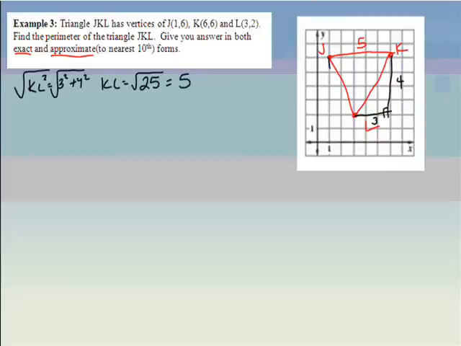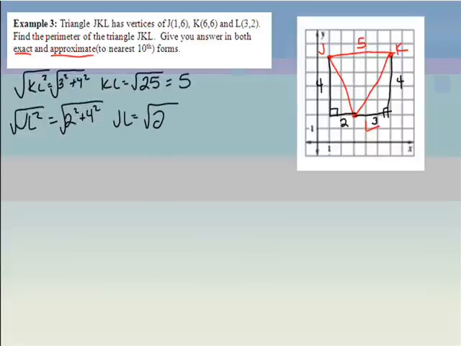All right, let's talk about JL. So draw another right triangle. All right, this time I have 2 and 4. So JL squared, c squared, equals 2 squared plus 4 squared. So I'm going to take the square root of that. And so JL equals the square root of 2 squared is 4 plus 16. So I get 20. All right, I have to reduce that. Well, that is the square root of 4 times the square root of 5. Square root of 4 is 2.